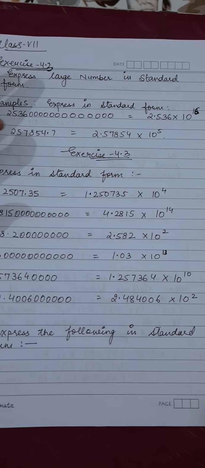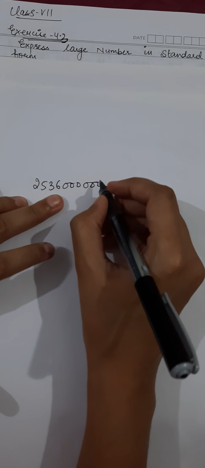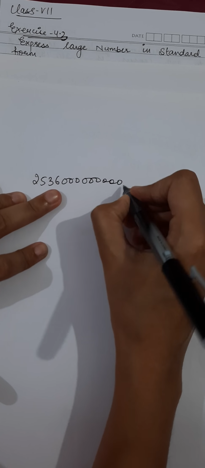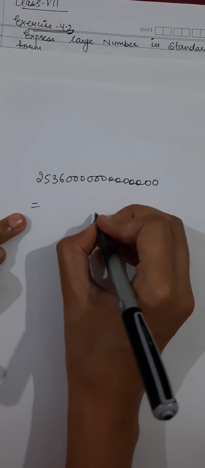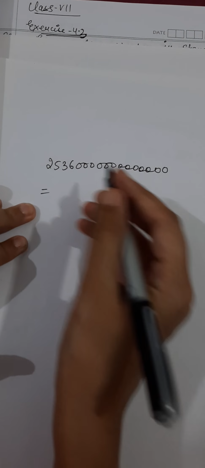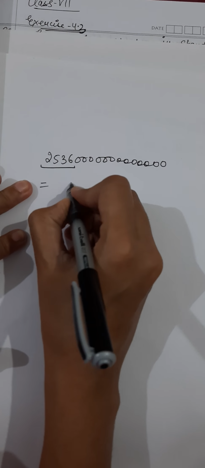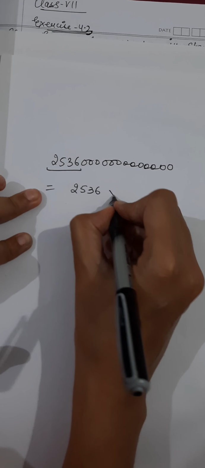Now how are you going to convert this? Just look, 2536 and there were 13 zeros. So let me write it first. 3, 6, 9, 12 and 13 zeros are there. Now I am going to write this in the exponential form. How? I am going to first write 2536, and the remaining I am going to write as 10 to the power something.